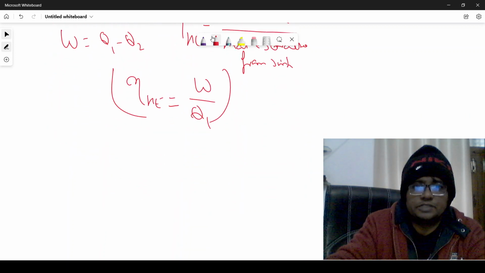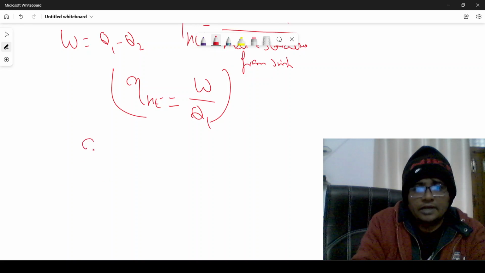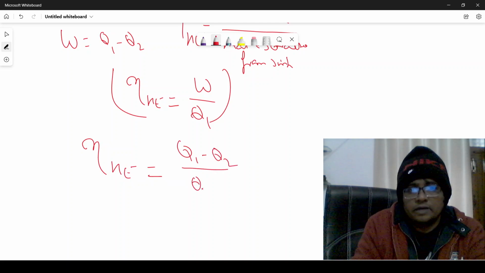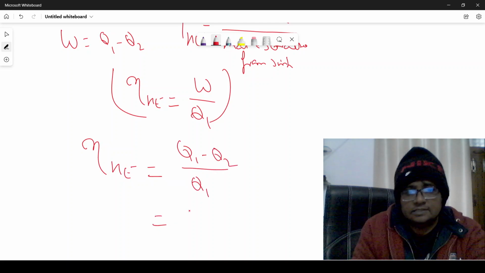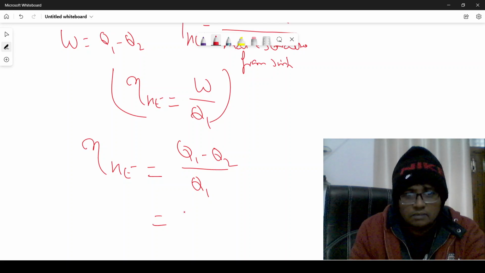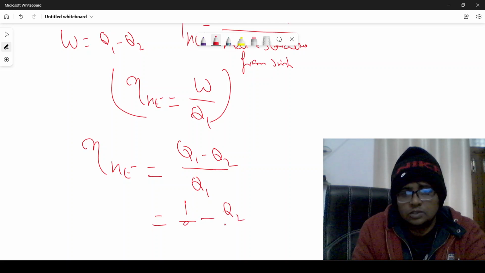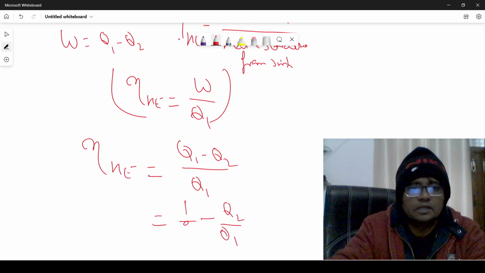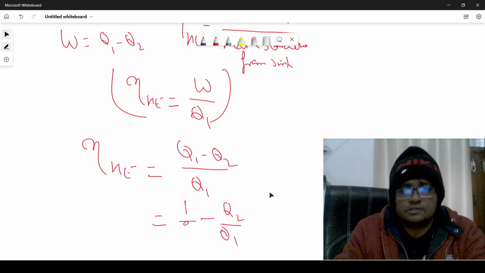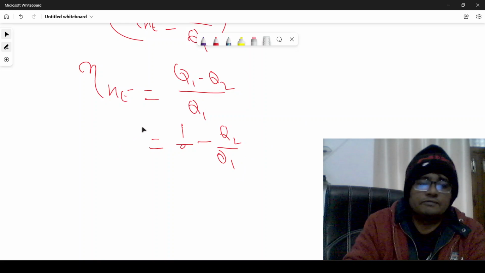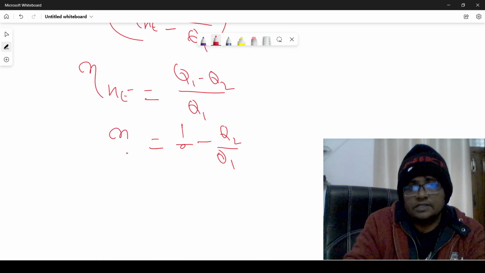If we rewrite this equation, the efficiency will be Q1 minus Q2 by Q1, and if you modify it, it becomes 1 minus Q2 by Q1. So in numericals, if you have the values of all these quantities, then you can find the value of the efficiency of the heat engine.